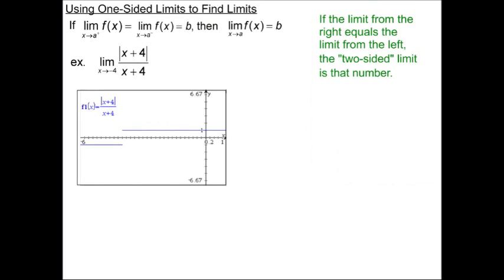Alright, now the book makes a big deal of it, and I'll do it just momentarily at least. Using one-sided limits to find limits. Basically this is almost geometry theorem sounding to me, but here it is. If the limit as x approaches a from the right of the function equals the limit as x approaches a from the left of the function equals some value b, then the limit, two-sided version, as x approaches a of the function is equal to that same b. Now what I've got over here in green is basically the English translation of that. If the limit from the right equals the limit from the left, the two-sided limit is that number.